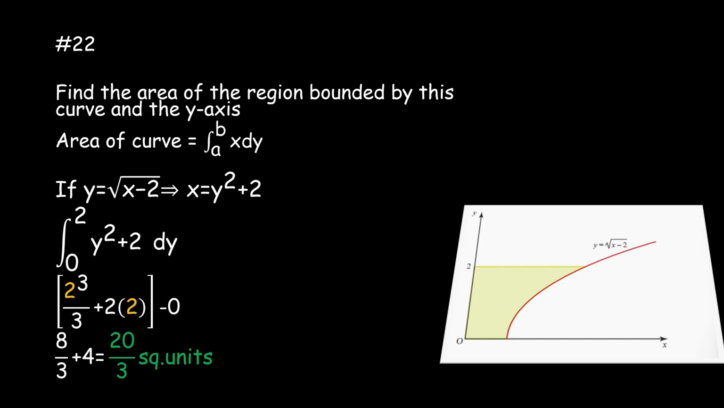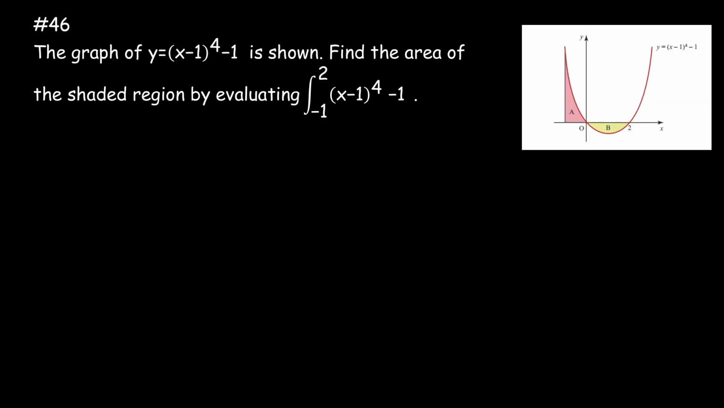The graph of y equal to (x minus 1) to the power 4 minus 1 is shown. Find the area of the shaded region by evaluating the integral from negative 1 to 2 of (x minus 1) to the power 4 minus 1. So, first of all, we notice here that this graph is in two sections. We have section A and section B, but we have to be careful because B is in the negative region. So we need to actually separate this graph into two parts and integrate twice.